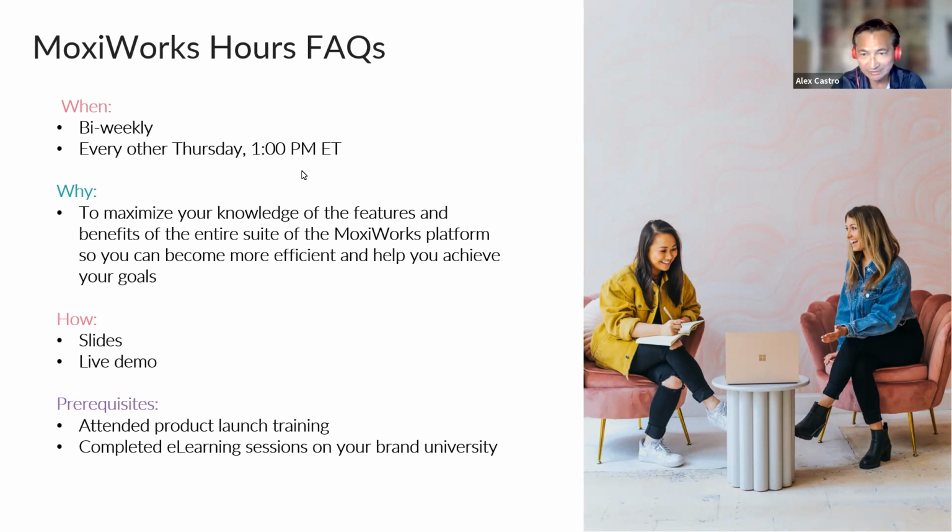How do we do this? Slides, live demo, prerequisites. Just want to set the expectation that we can't start from scratch every other week. So we expect that all of you on this call have attended your product launch training. If you haven't, you want to get that recording link from your leadership team or your product champion. They should have your launch training link for all the different modules, and you should also have completed your e-learning sessions on your respective brand university portals. It's a great resource that you all have access to, and you can get recordings, things of that nature, from your brand university.